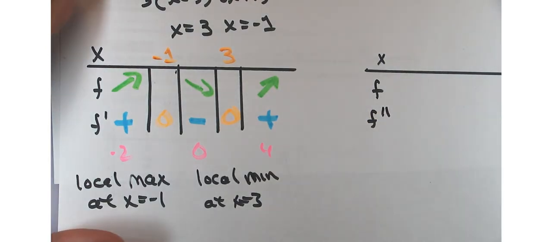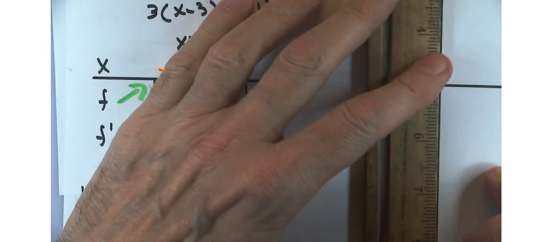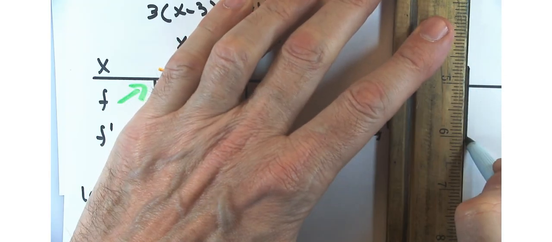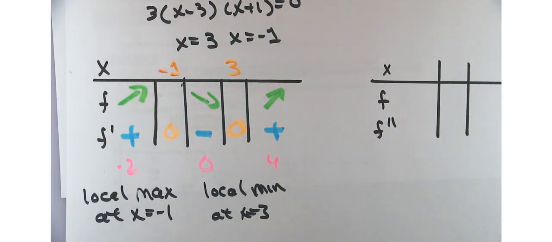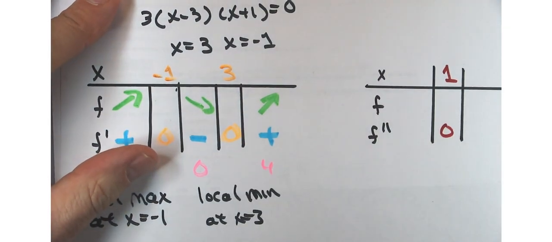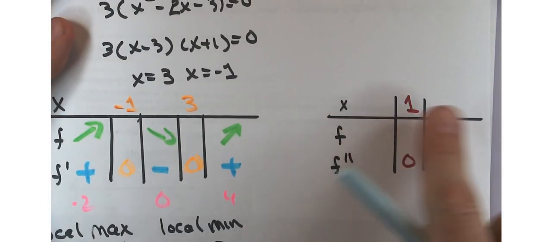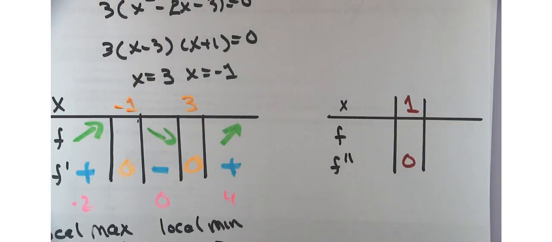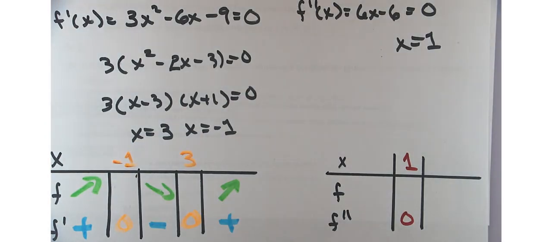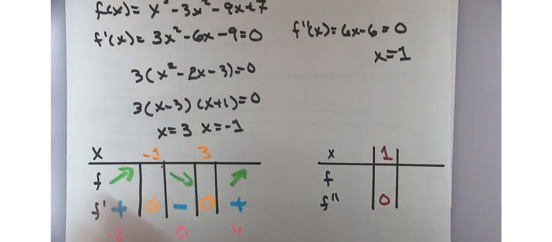So I'm going to draw a similar table. This time I'm going to label it f double prime. And let's see, I had 1. The second derivative at 1 was 0. But now I've got to decide what's happening on either side of that. Now, I'm going to be working with the second derivative here, not the first derivative anymore. We're done with that. I don't think I need to put this one into my graphing calculator to test points.